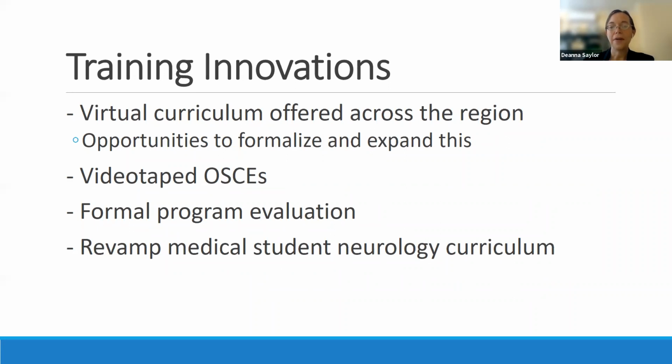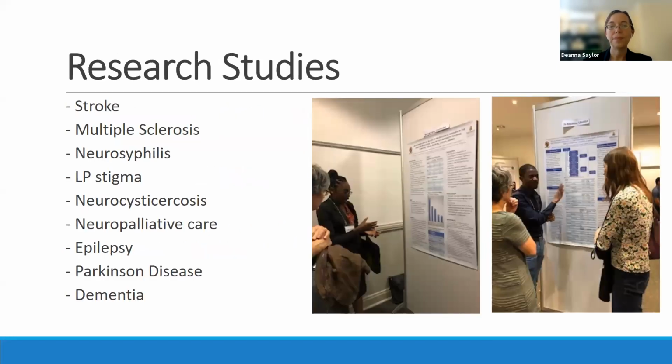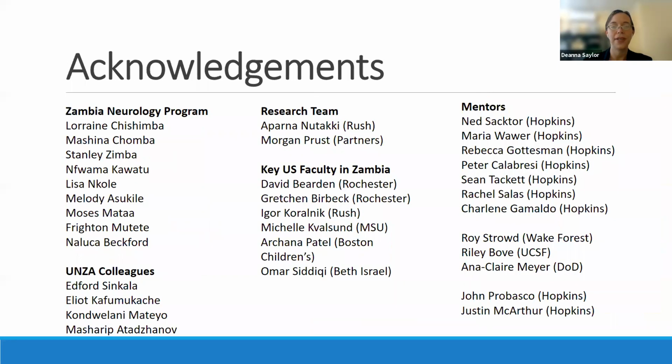We're about to undertake a formal program evaluation so we can understand the impact of our program from multiple stakeholder perspectives. And we're also working to revamp the medical student neurology curriculum as well. We have lots of exciting research going on, including stroke studies on multiple sclerosis, neurosyphilis, neurocysticercosis, palliative care, epilepsy, dementia, really the range of neurological disorders. And these are primarily being led by our current and former trainees and recent graduates.